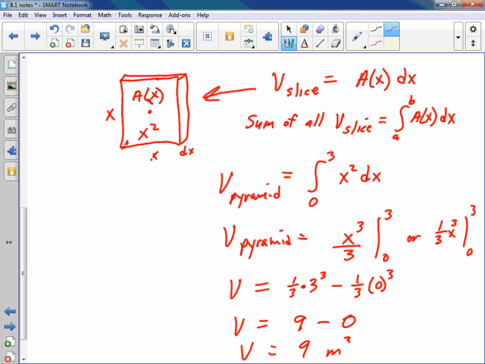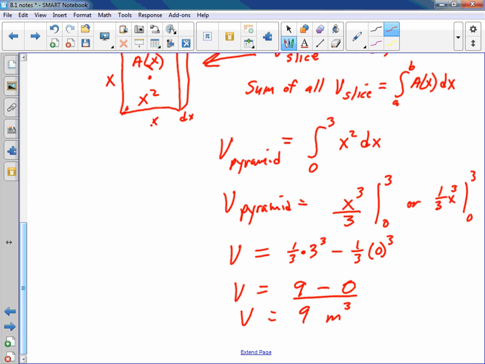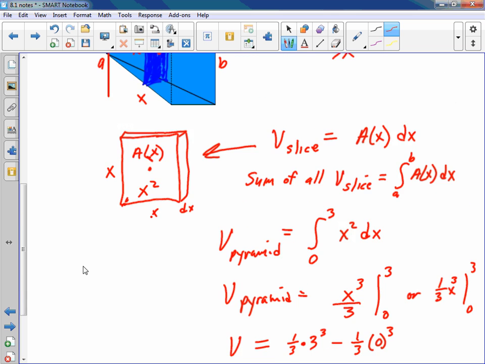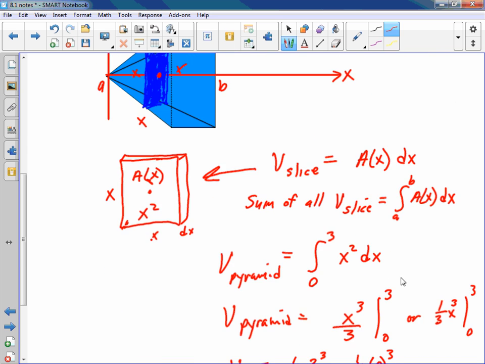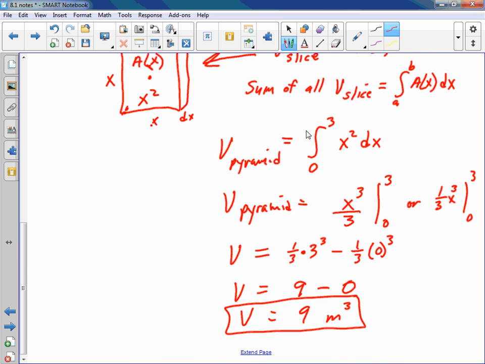meters cubed. Okay, now are you impressed? Isn't that as cool as can be? 9 meters cubed, 9 meters cubed, totally different method. I'm thrilled.